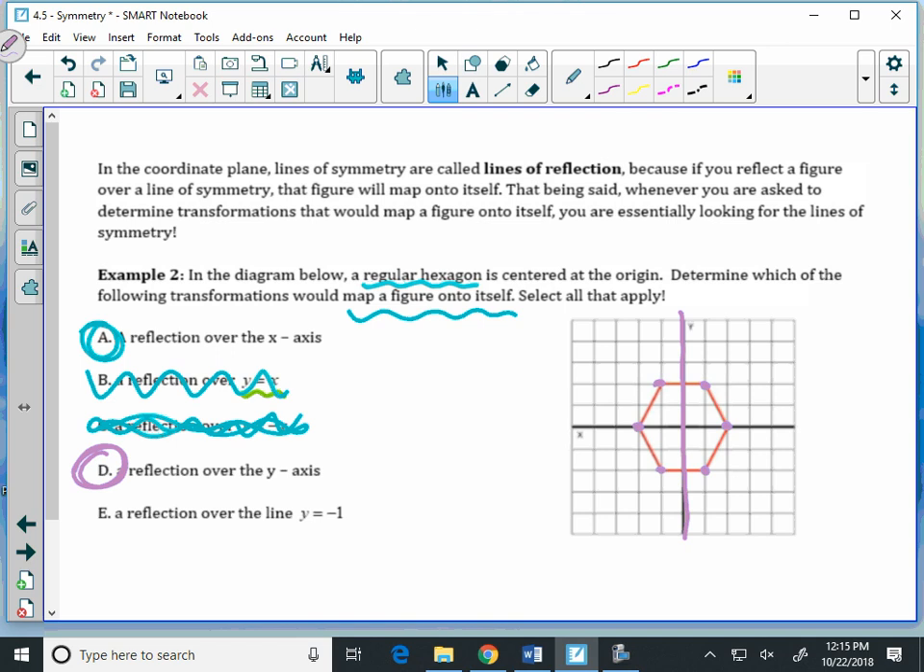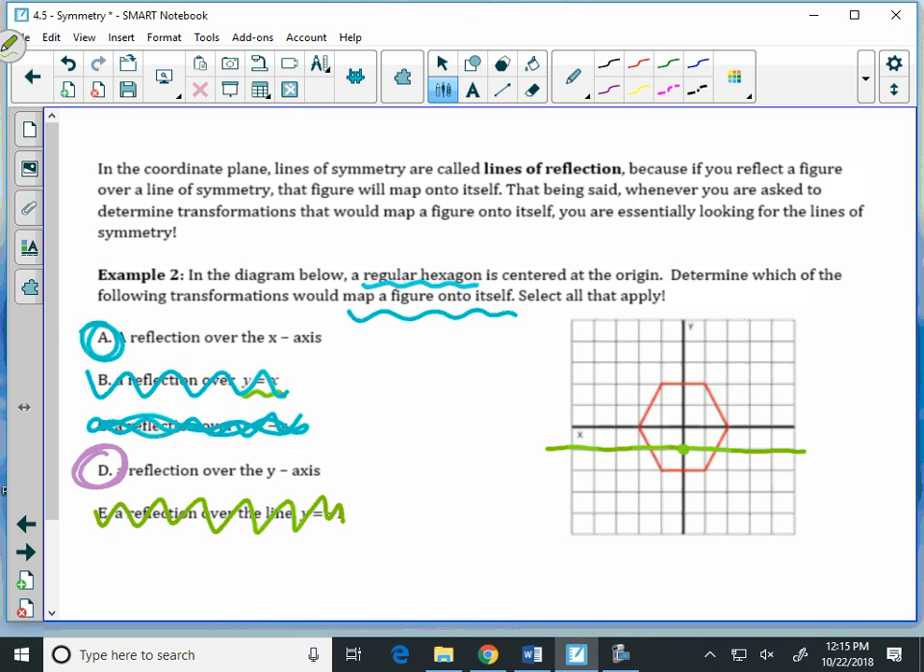And then lastly, E, it says a reflection over the line y equals negative 1. I'm going to graph that line. Go to where y is negative 1. What kind of line are we going to draw through that? Horizontal or vertical? Oh, no. So ask yourself, is that a line of symmetry of the figure? Nope. So when we flip it, it's not going to land on itself.